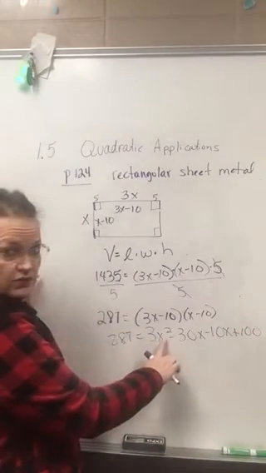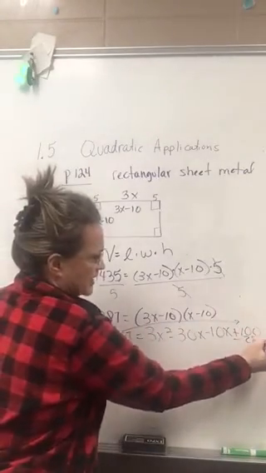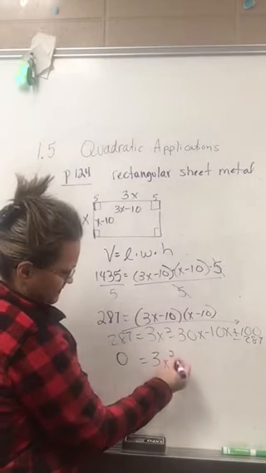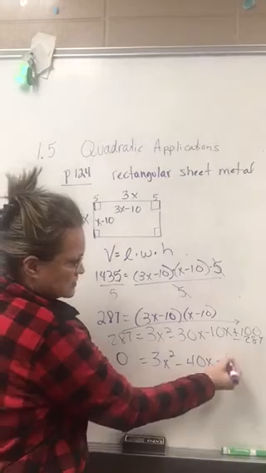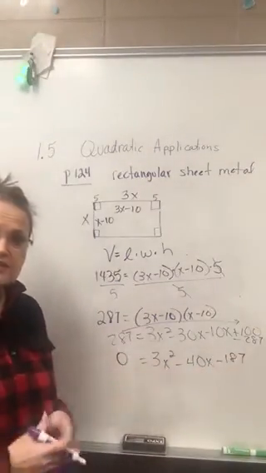Here I see I've got a quadratic, so I need to get it in standard form. I bring the 287 to the other side, making it equal to 0 now. Combining my like terms, and now I have a quadratic equation in standard form.